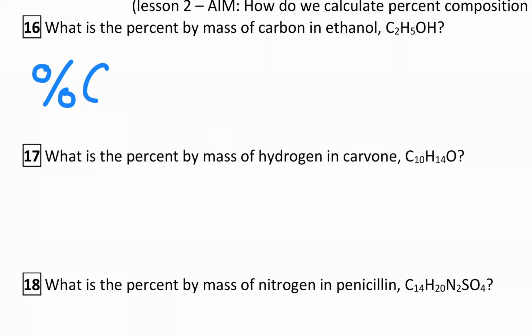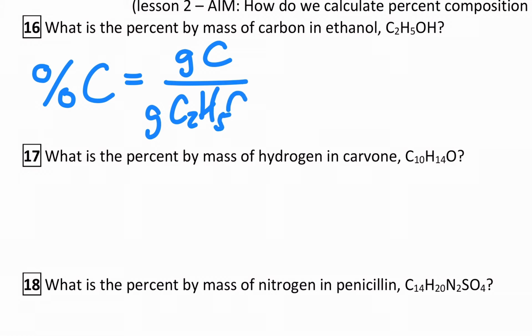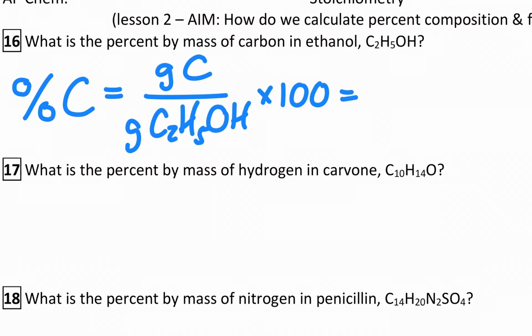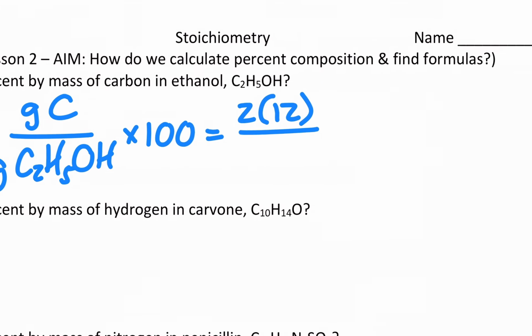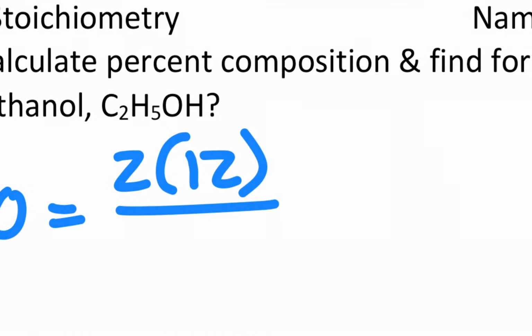So if I wanted to look at, let's say, the percent carbon in this ethanol molecule, that would be the grams of carbon divided by the grams of the whole thing, C2H5OH, and then you multiply by 100. Now, it's easy to just assume some arbitrary amount, and I'm going to pretend we have 1 mole of this substance, because then how much carbon is in this? Well, it'd be 2 moles of carbon, which is 2 times 12. And then the denominator becomes the molar mass of that compound.